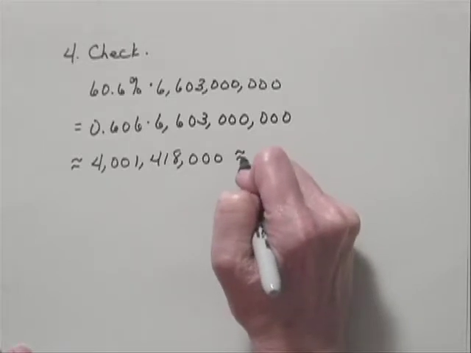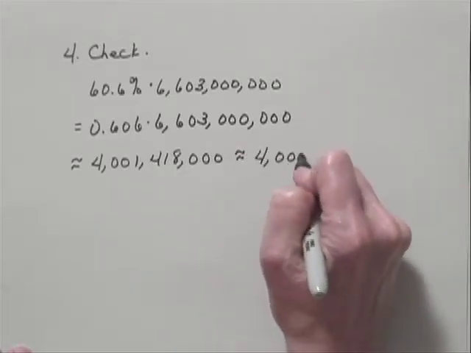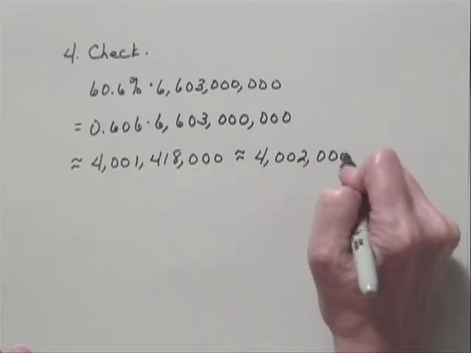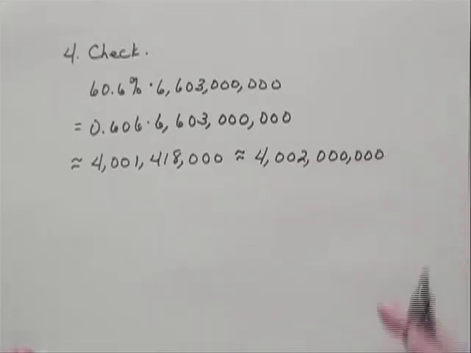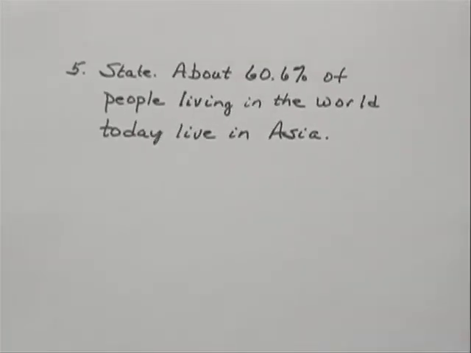And that's approximately equal to the number of people that we were told who live in Asia, which was 4,002,000,000. So our answer checks, and we can now state the result. About 60.6% of people living in the world today live in Asia.